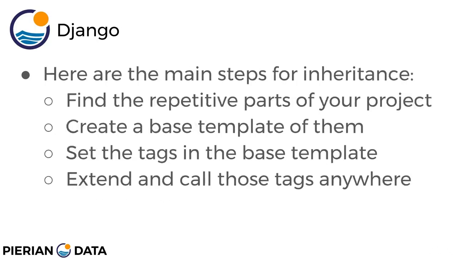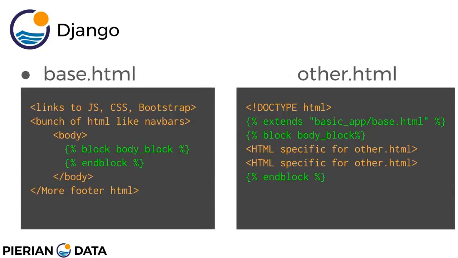Okay, so what are the main steps for inheritance? It's actually pretty simple. First, you find the repetitive parts of your project, things like a navbar, or a picture, or a brand that you're going to see on most of the pages. Then, you create a base template of those repetitive parts, such as the navbar. Then, you set particular tags in the base template, and we'll show those tags in just a second. Once you've done that, you extend and call those tags anywhere else in those other HTML files that are not the base.html file. So what does this actually look like?